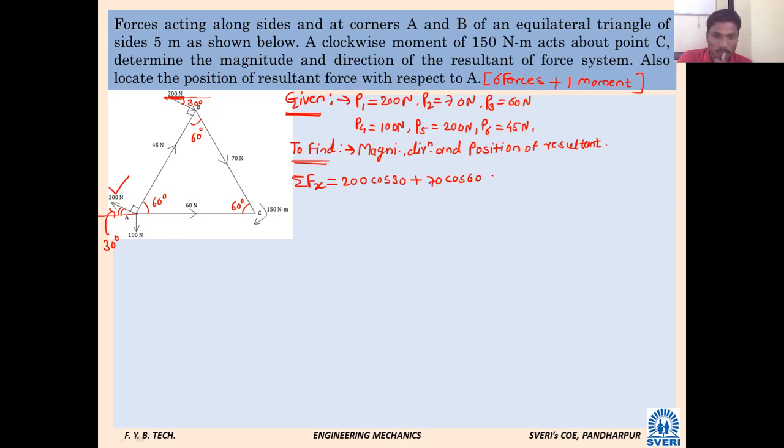Next, P3, 60 Newton force. What will be its x component? Positive 60. Very good. Next, fourth force, 100 Newton. It is vertically downward, so 0. Next, 200 Newton force. Minus 200 cos 30.